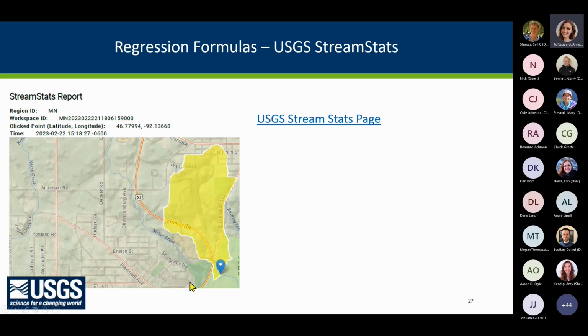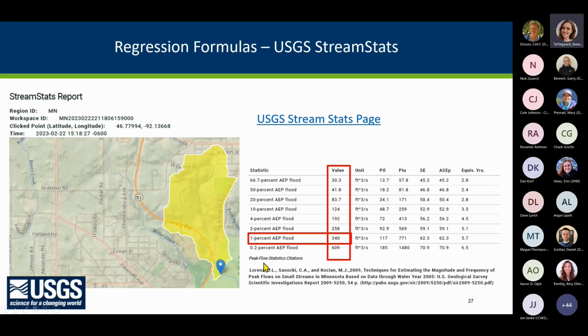StreamStats is an online web page that was created by the USGS that allows users to select a location on an ungauged stream site or a gauged stream site as well. Within StreamStats, a database that contains information for data collection stations, and a GIS program delineates a drainage area for the point that you click on. It usually does that using physical characteristics of the basin, such as land use and slope.